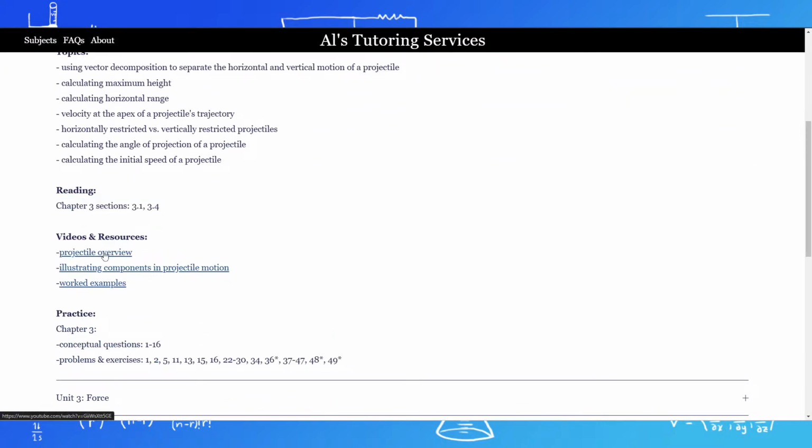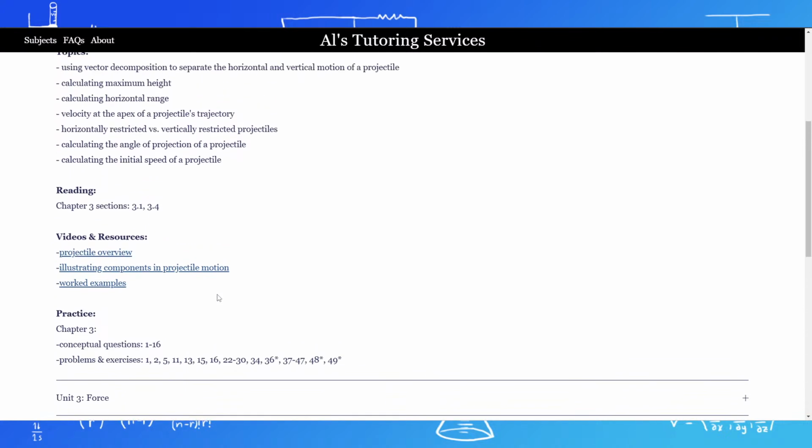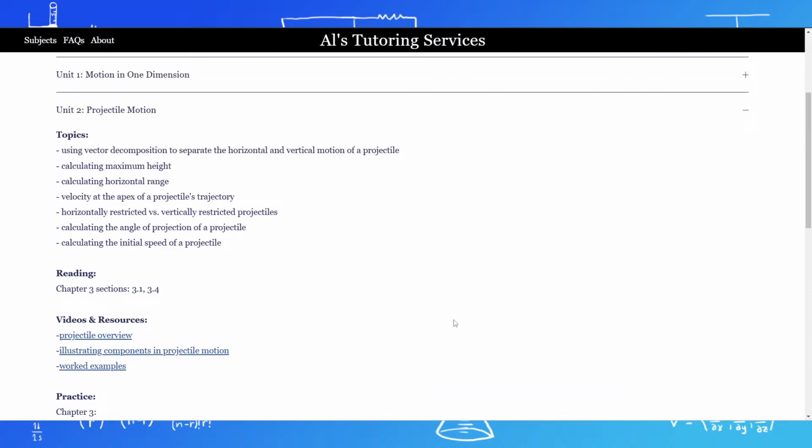Watch the videos. I think this one is from Flipping Physics, and the second one also might be from Flipping Physics. And worked examples. And what I don't have here that I should list, I will put in the description: I have a little PhET simulation project for you to look at.